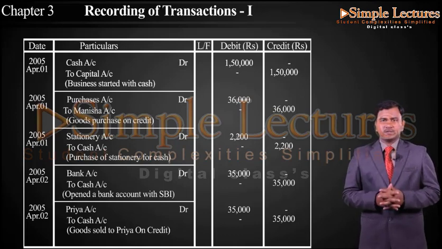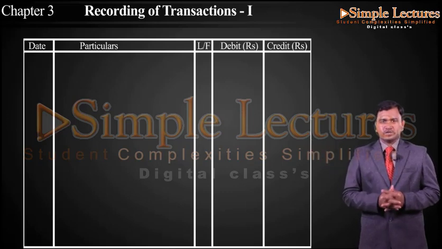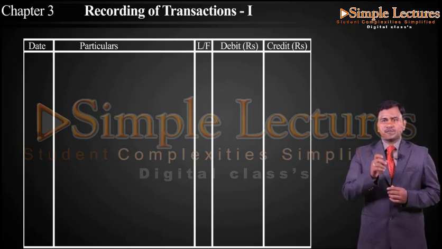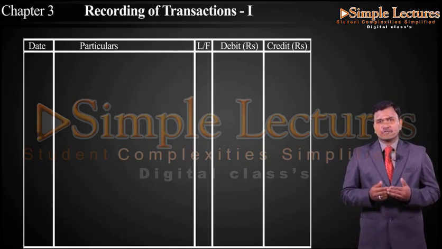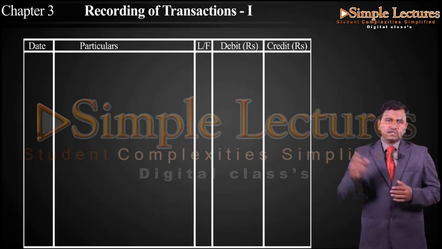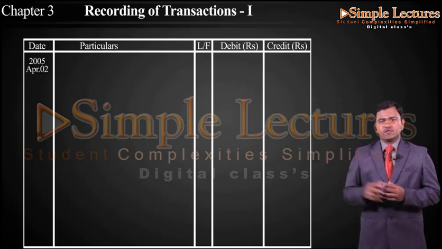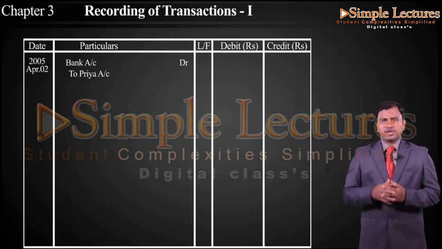Again, when coming to the next transaction, we have on 3/4/2005 received a check of rupees 16,000 from Priya. So we are receiving a check from Priya which is of 16,000. So here the entry will be 3/4/2005 bank account debtor to Priya account.